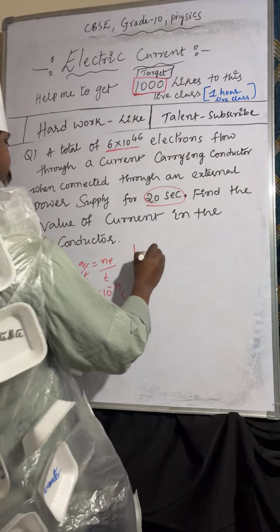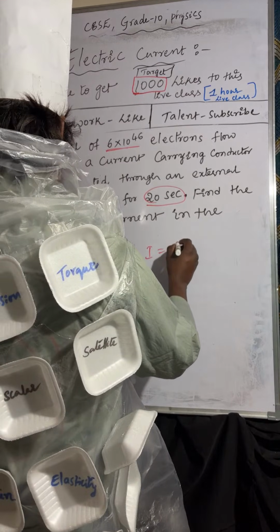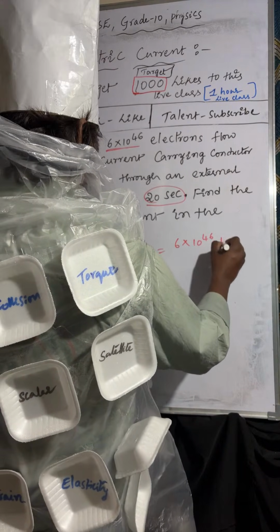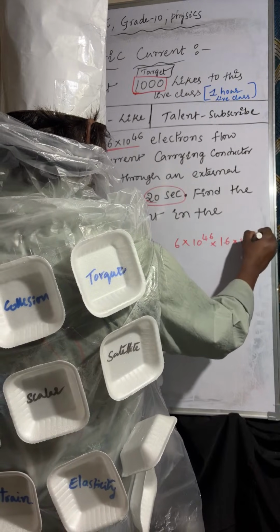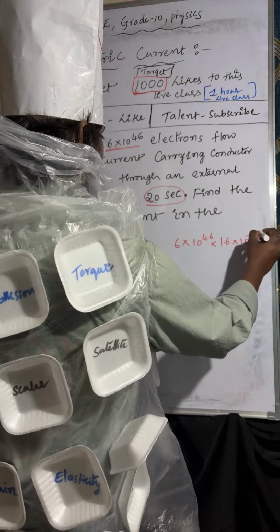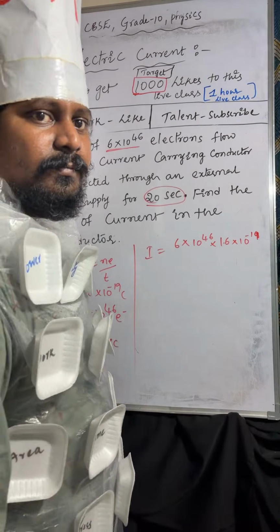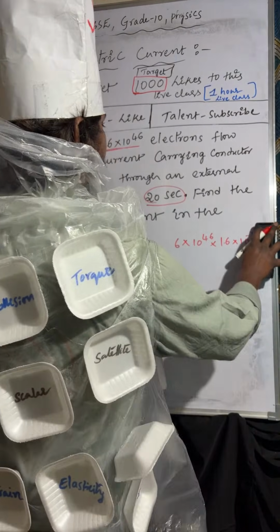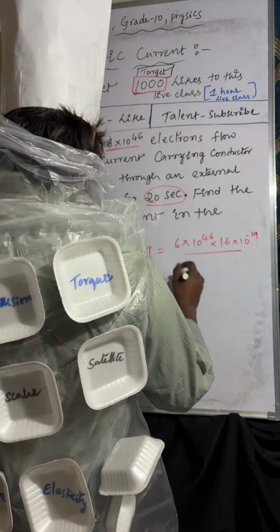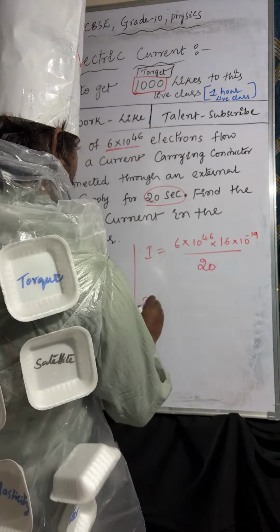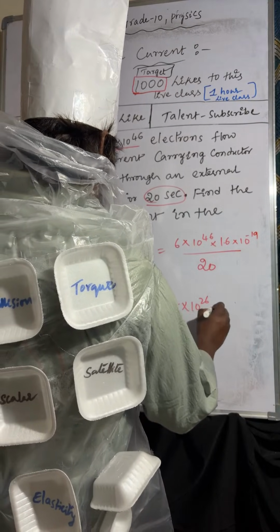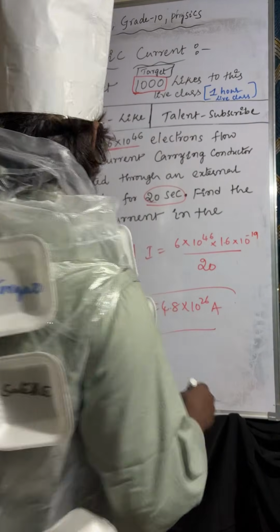You can substitute I equals 6 into 10 power 46 into 1.6 into 10 power minus 19, by 20 seconds. You'll get the answer 4.8 into 10 power 26 ampere. So try to solve it.